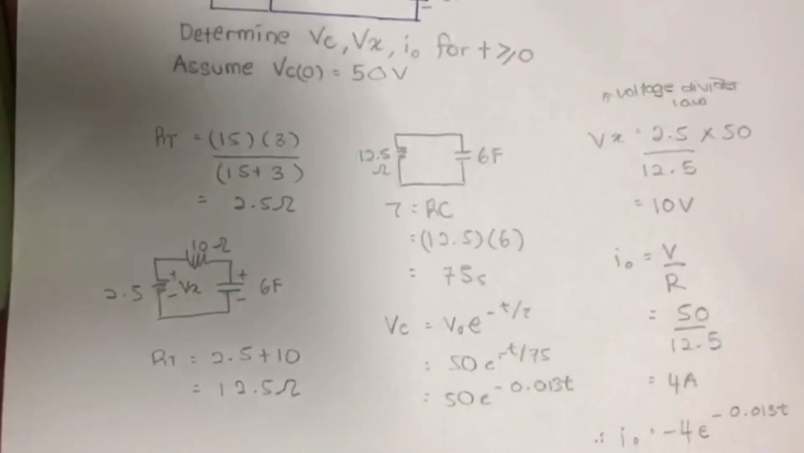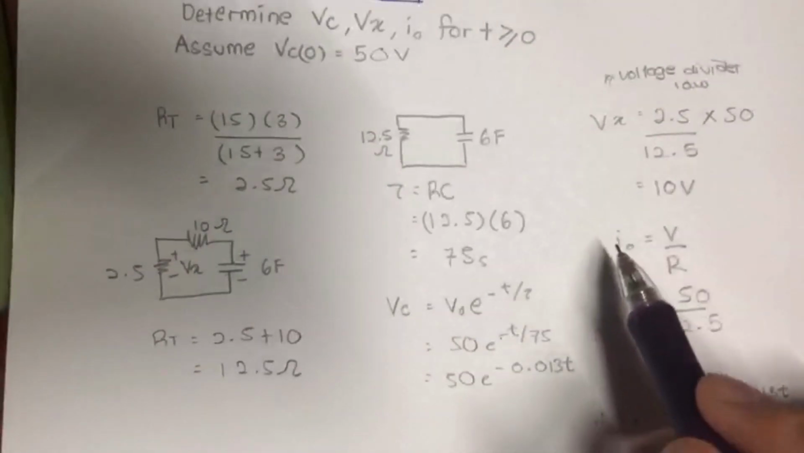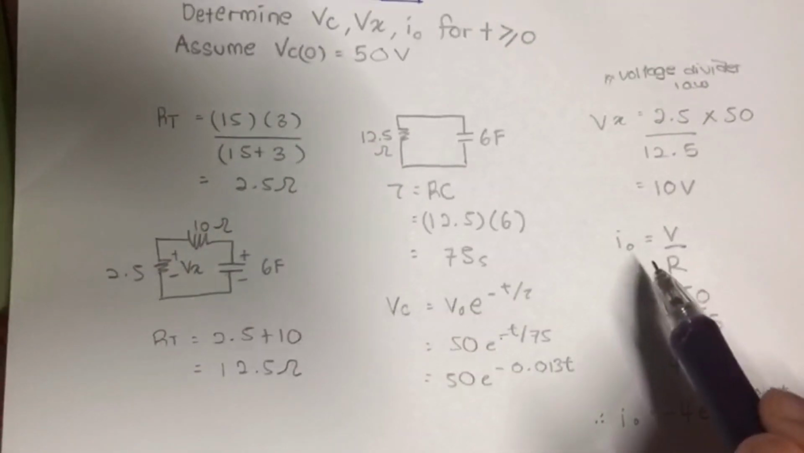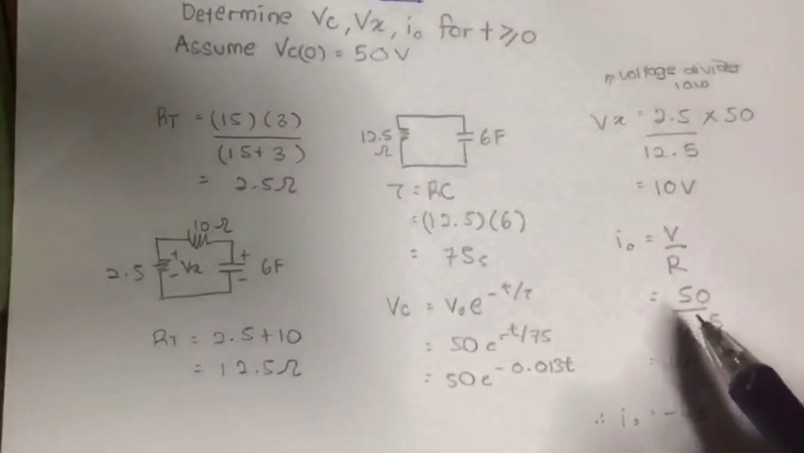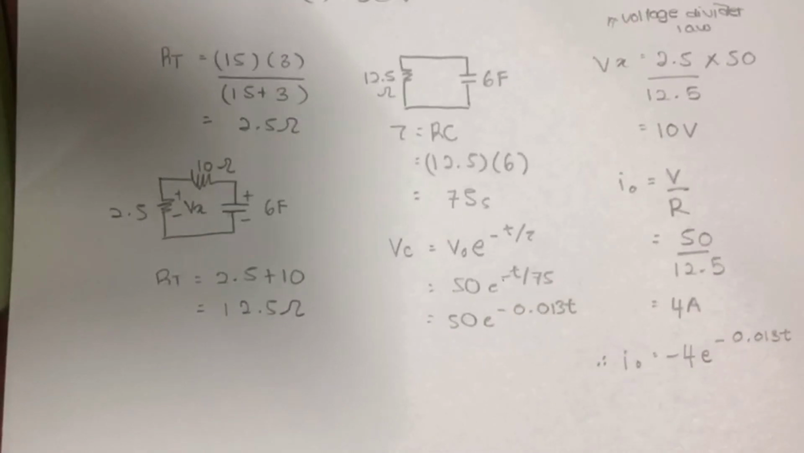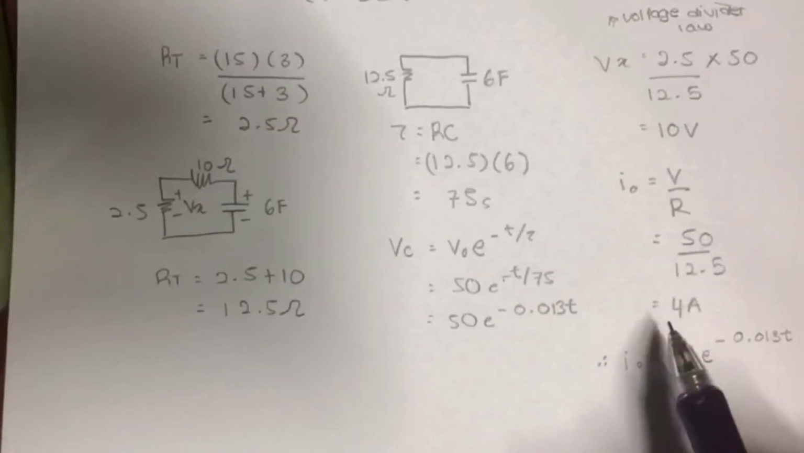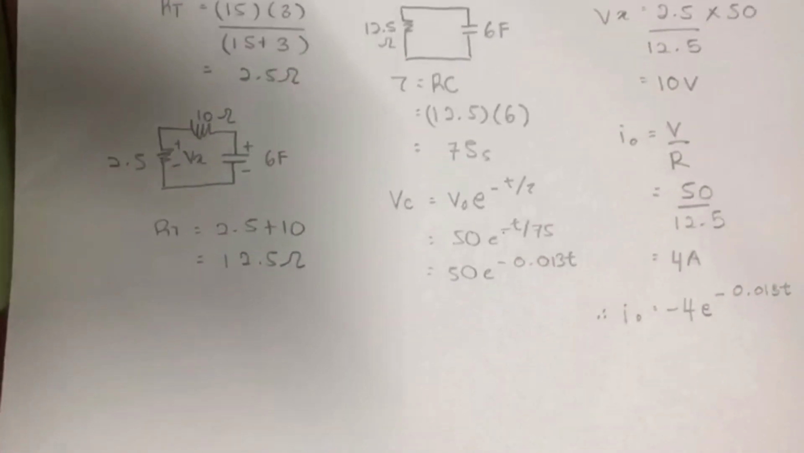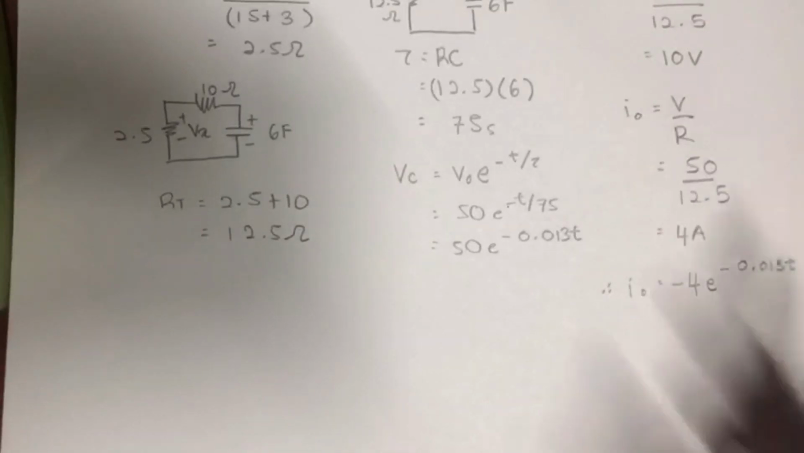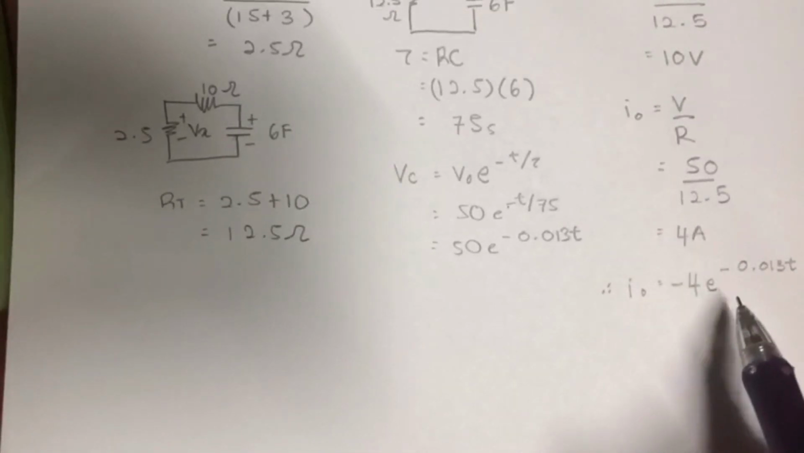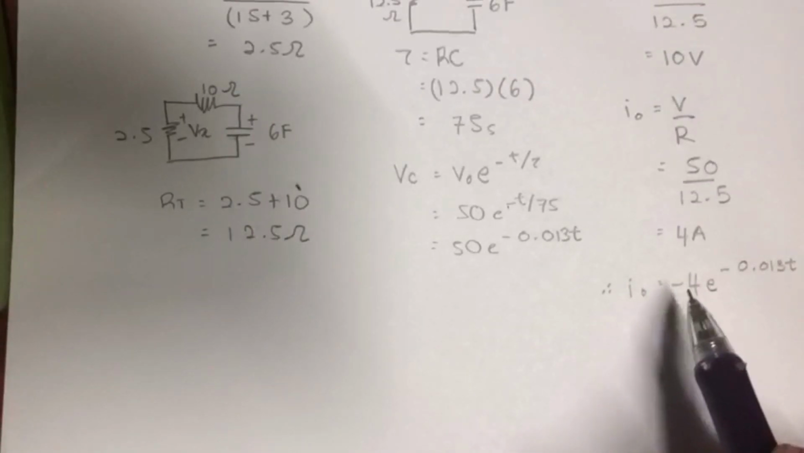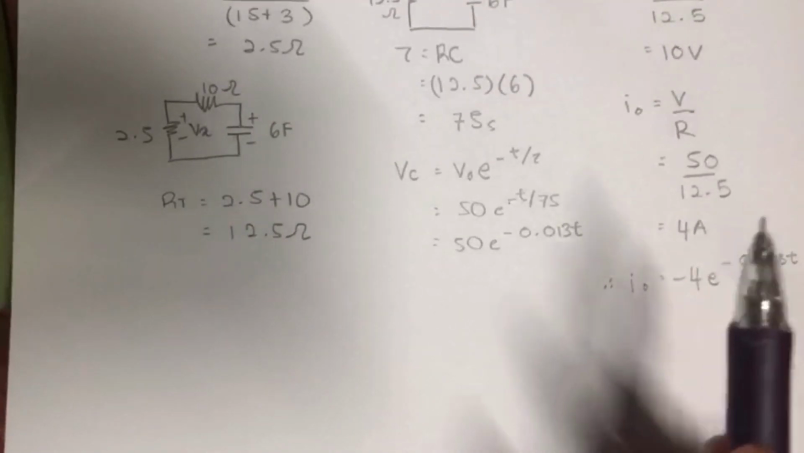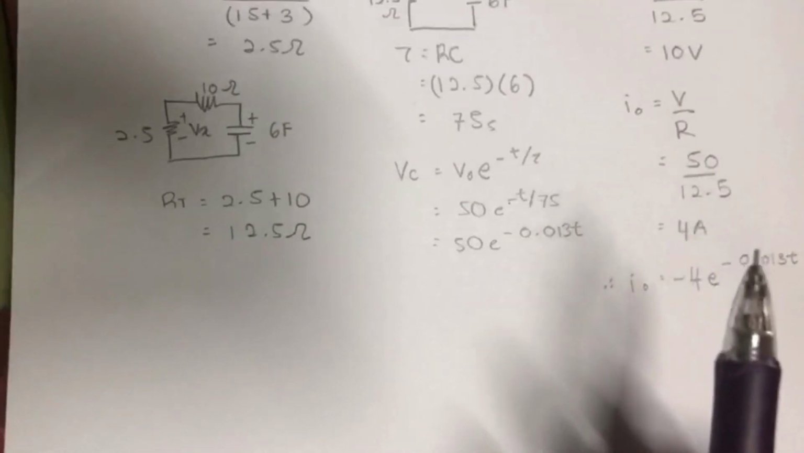After that, we can find the I0 using Ohm's law, that means V over R. So we take the V of 50 and then R of 12.5, so we get 4. So for the I0, we get negative 4 e to the power of negative 0.013t. Why is this negative? Because the current flows from negative to positive.